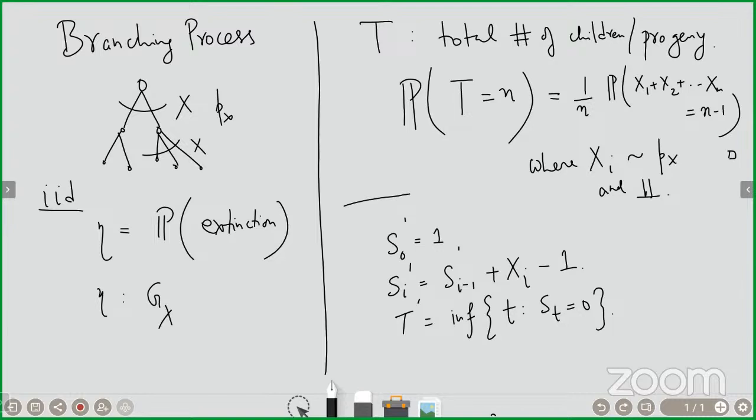We started with 1, added 1 copy, subtracted 1, and we find the time is equal to the earliest time at which this process hits 0. So that's really the interpretation the additions are showing.